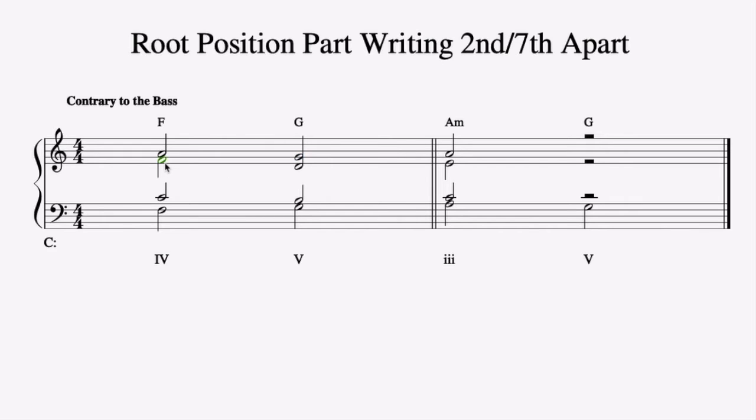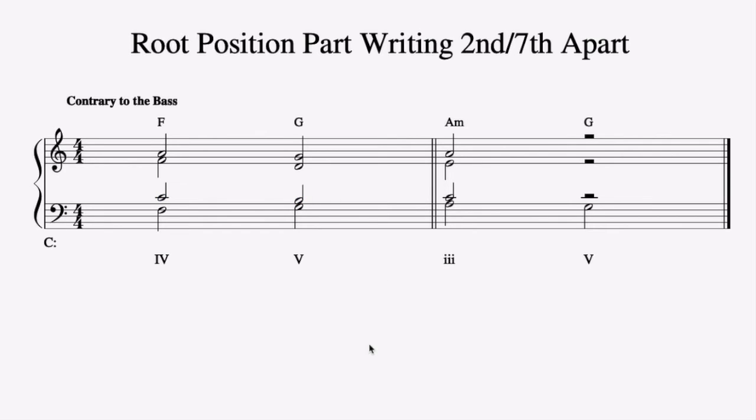In our alto voice, we have the pitch F, or the root of our F major triad. This pitch will move down by a third to D to become the fifth of the G major triad. And lastly, the tenor voice on the pitch C, which is the fifth of our F major triad, will move down by a half step to B natural to become the third of our G major triad.